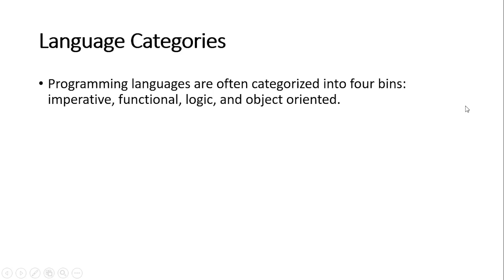So hello all. Today we will discuss different language categories. Programming languages are categorized into four bins. That is, one is imperative, then functional programming languages, logic, and object oriented. So we do not consider languages that support object oriented programming to form a separate category of languages.